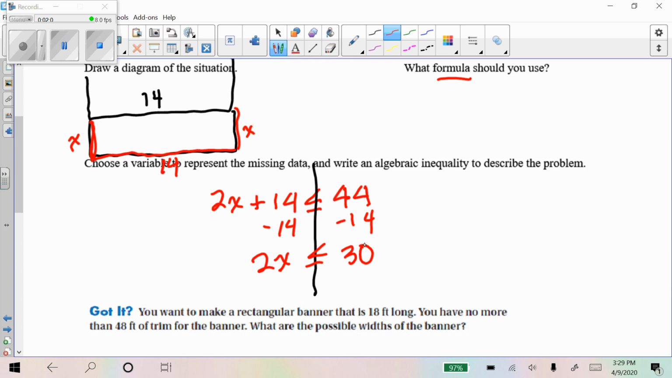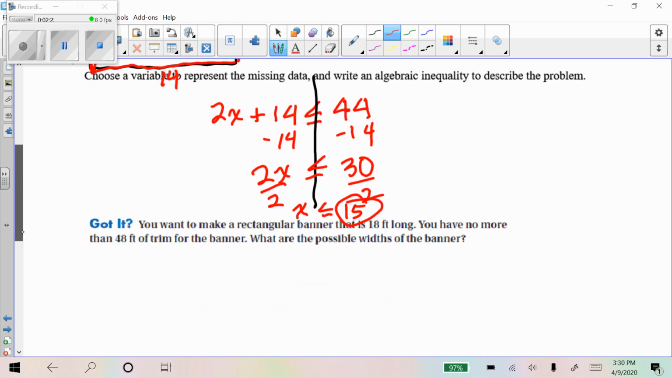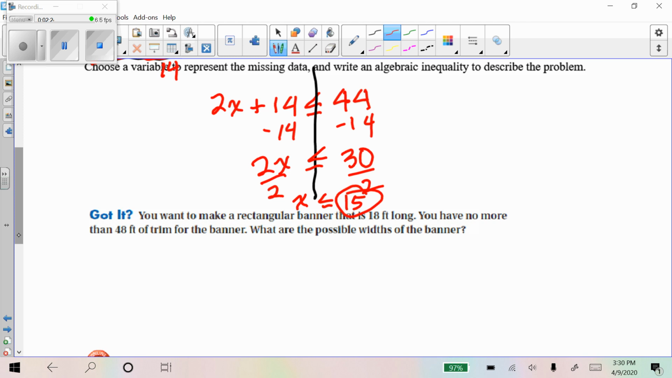I didn't have to switch the sign around because I didn't multiply or divide by a negative. And divide both sides by 2, and I get x is less than or equal to 15, which tells me the longest amount I can use for a width is 15. Okay? All right. So I think you should pause right now and give this a shot.